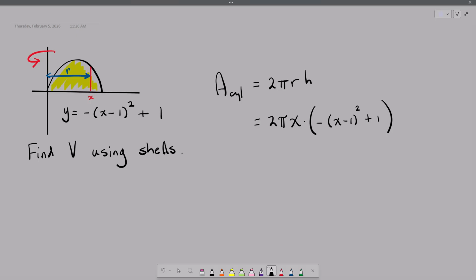Now the one other piece that we need are limits of integration, because when we turn this into volume, we have to integrate from left to right. I'm just going to drop this in. We don't need to do any simplification. We're just setting it up here.